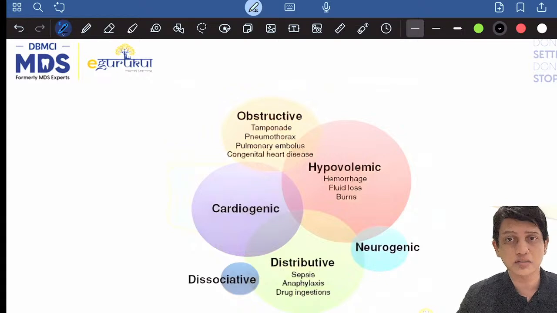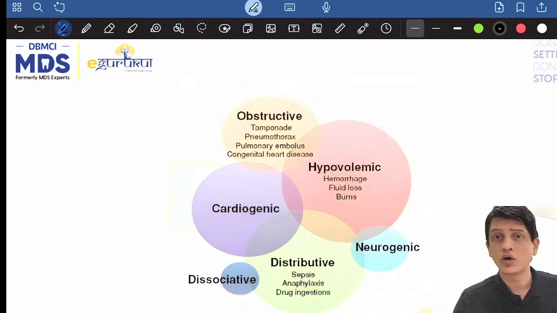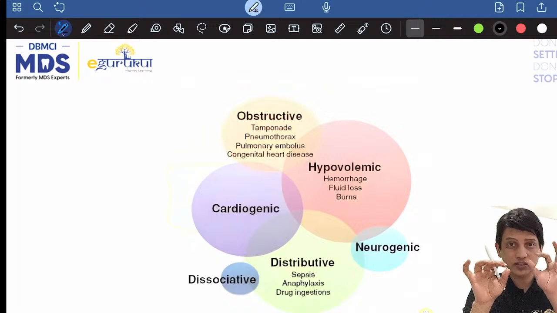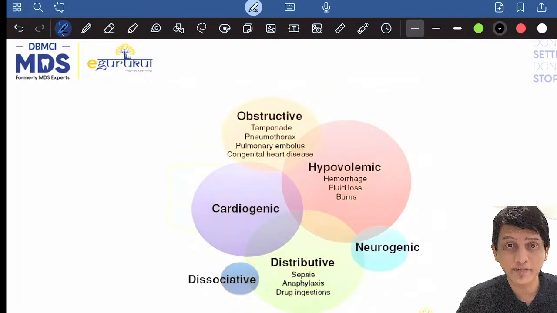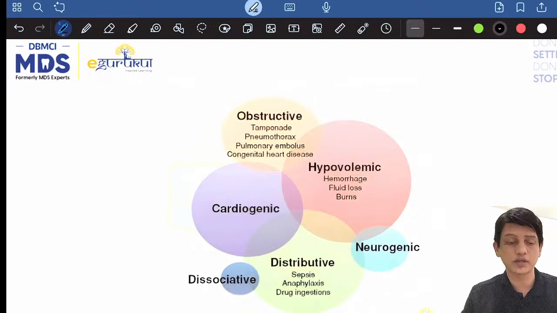In hemorrhages or any fluid loss, like in burns, there may be hypovolemic shock. In spinal cord injuries, neurogenic shock. Like in MI, they may have cardiogenic shock. Or where the vascular resistance is lost and vasodilatation happens, like in sepsis, anaphylaxis, or with some drugs, they may have distributive type of shock. Okay, these are the different types of shocks and examples you must know.